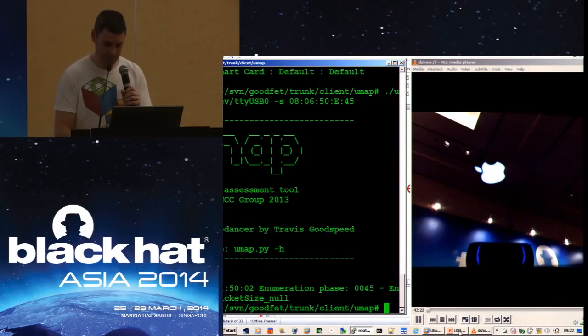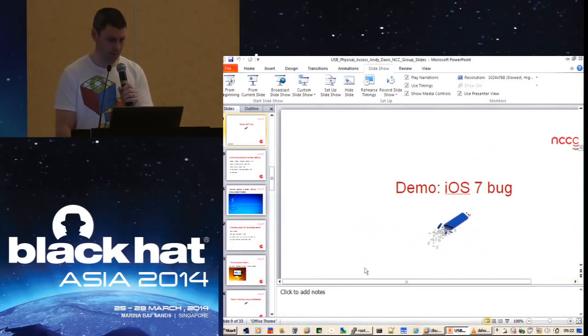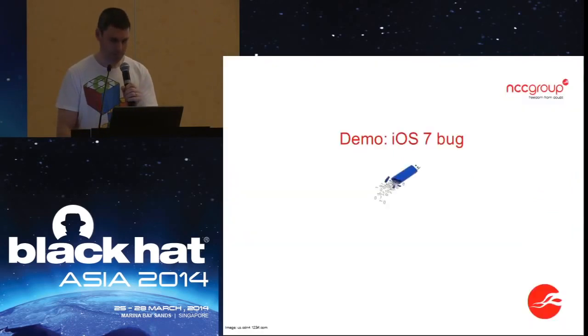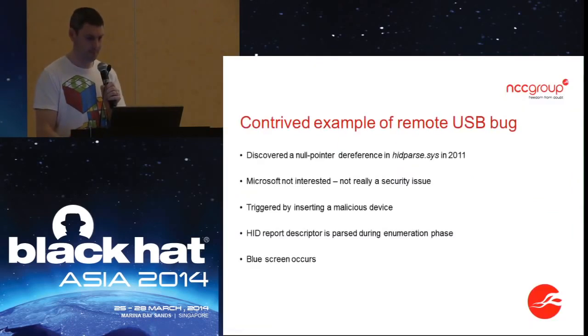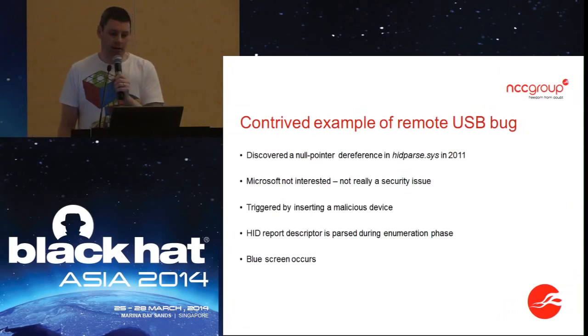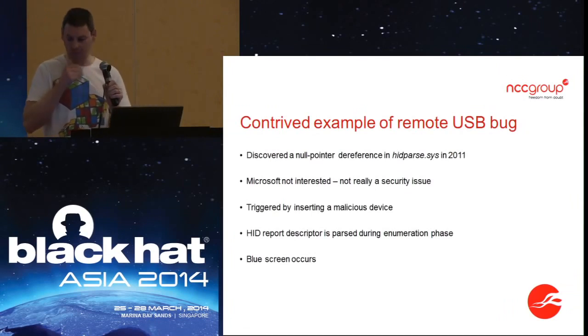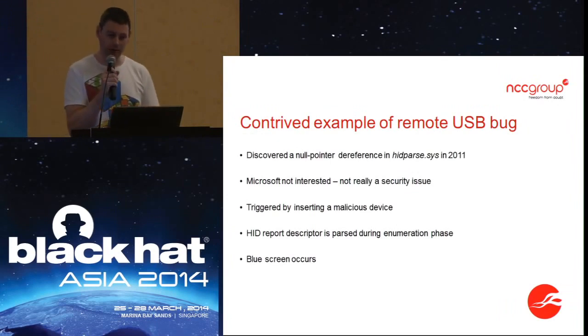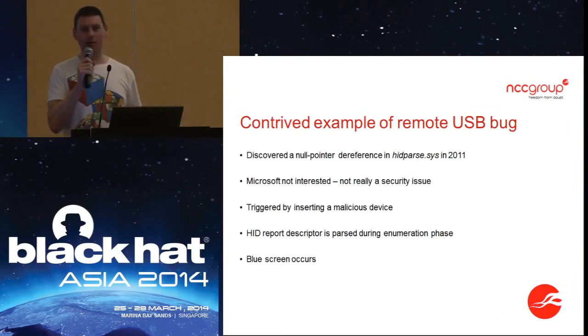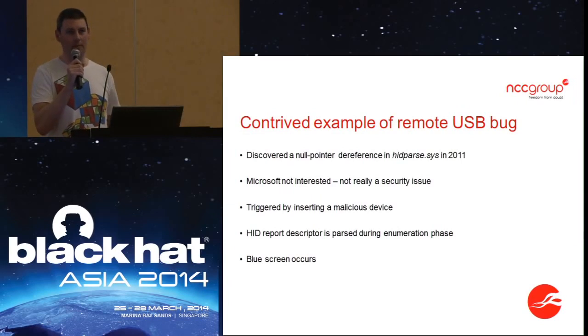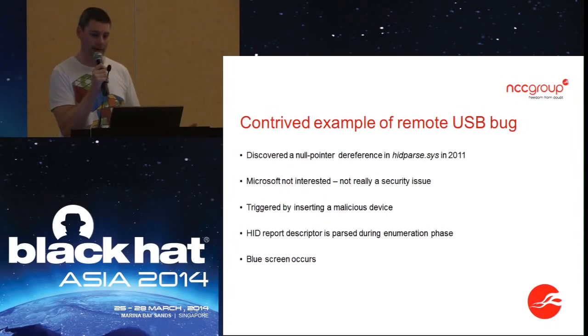So, moving on. So that's just an example of UMAP and how I find USB bugs. So the next thing was, okay, how can I move away from it being some kind of physical access? I want to be able to do this stuff remotely.